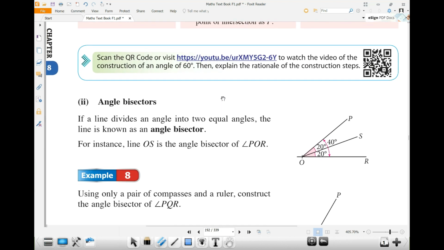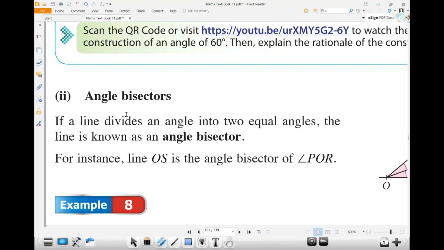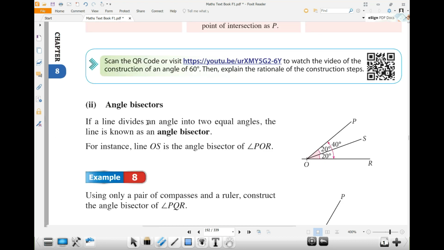So this one is angle bisector. The meaning of angle bisector is a line that divides an angle into two equal angles. So if you have the angle like this, it is 40 degree. Then we are going to construct the angle bisector in the middle, this one, line OS, so that we can divide the 40 degree into 20 and 20 each. So for instance, here the line OS is the angle bisector of angle POR, this line that I mentioned just now. So to construct the angle bisector, look at example 8 here.